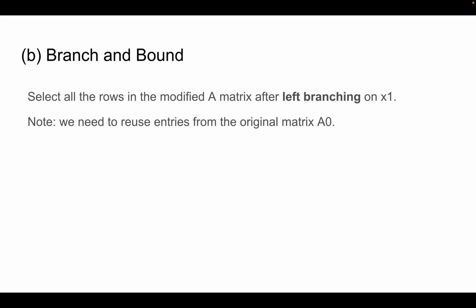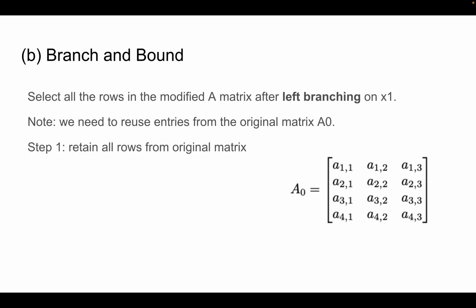So if we do our left branching on x1, the note here is that we want to reuse entries from the original matrix because we want to pretty much preserve those constraints that were already present on the solutions that are possible for this LP problem. And so we are going to retain all of those entries. So that's our first step. We're going to have the 4 rows that represented our original matrix A0 be part of our new matrix A.